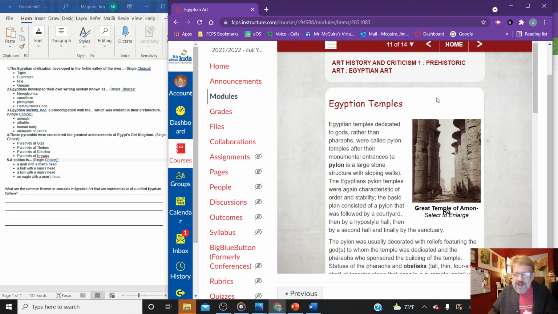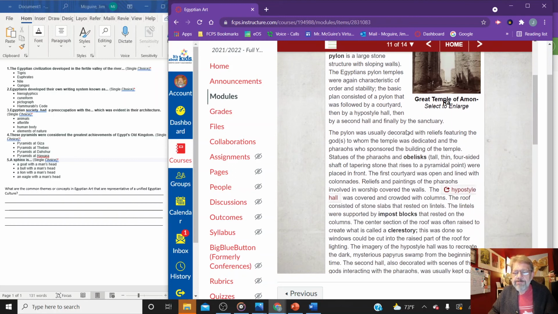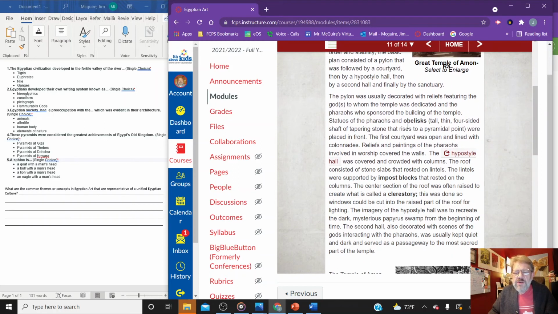The basic plan consisted of a pylon that was followed by a courtyard, then a hypostyle hall, then a second hall, and finally a sanctuary. It was usually decorated with relief features, including gods. The temple was dedicated to the pharaohs who sponsored its building. Statues of the pharaohs and obelisks, tall, thin, four-sided shafts of tapering stone that rise to a pyramidal point, were placed in front. The first courtyard was open and lined with colonnades.